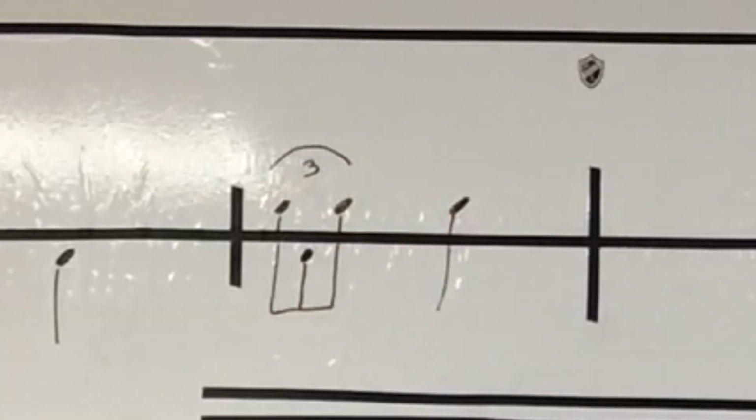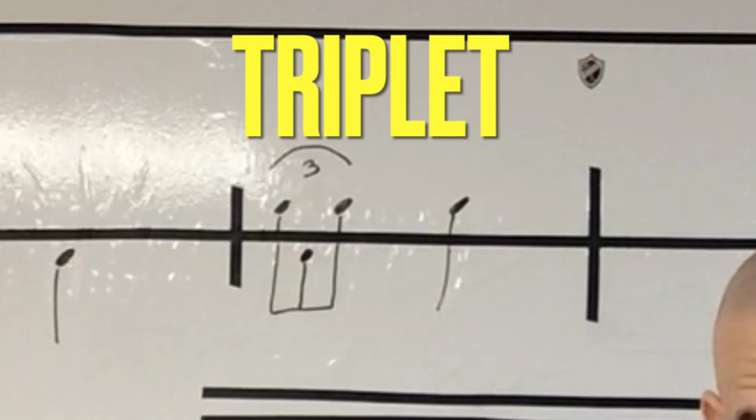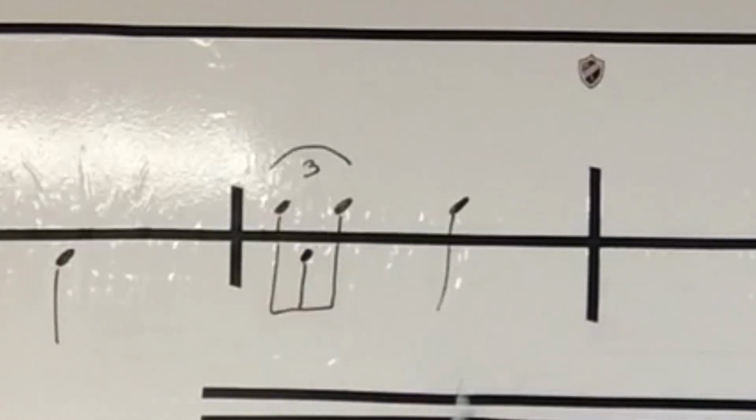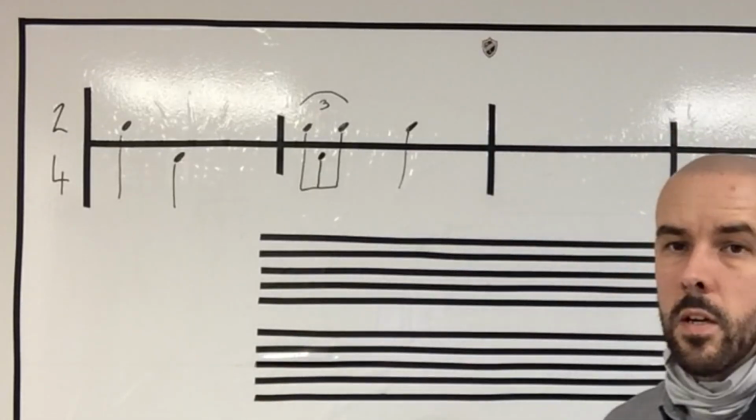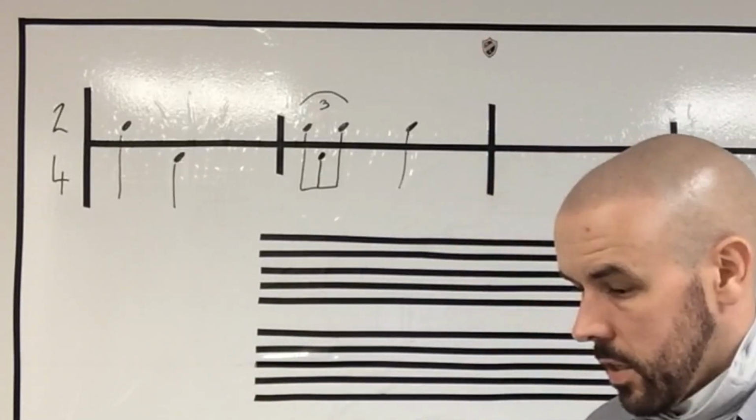So a small arc enclosing the number 3. That tells you that that group of notes are a triplet. Okay, so that's a triplet. 1 2 3, 1 2 3. But it doesn't quite add up because it's still three quavers, isn't it? This is where the fun bit comes in, and it's not hard.